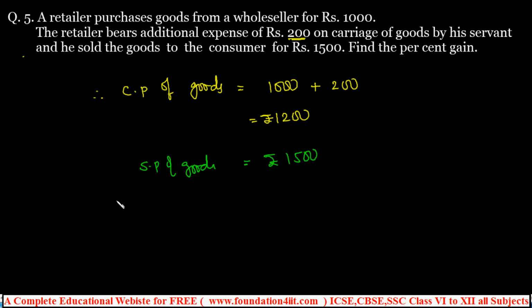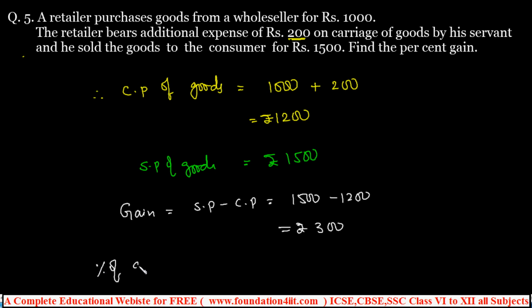And therefore we can get the gain directly. The gain formula is SP, selling price, minus cost price: 1500 minus 1200, that is rupees 300. 300 is the gain, the profit. But we need the percentage of gain, that is percent gain. The formula for percentage of gain is gain by cost price into 100.